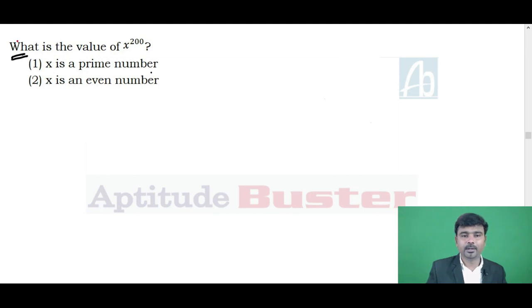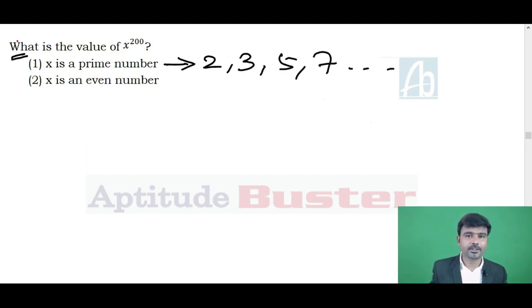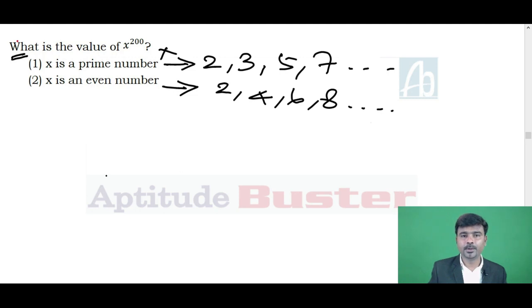Here, the first statement: x is a prime number. x is a prime means x takes values 2, 3, 5, 7, and so on. Can you find the unique value of x using the first statement? No. The first statement is not sufficient to say the unique value of x. Read the second statement alone. x is an even number. x is an even number means x takes the values 2, 4, 6, 8, and so on. Can you see the unique value of x using the second statement? The second statement also is not sufficient to say the unique value of x.